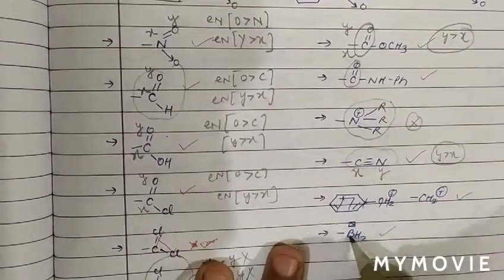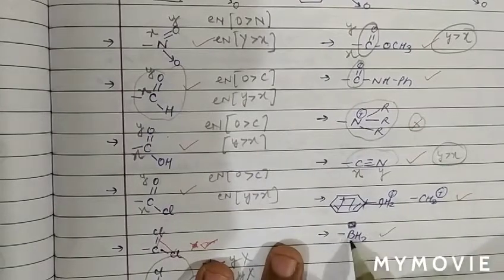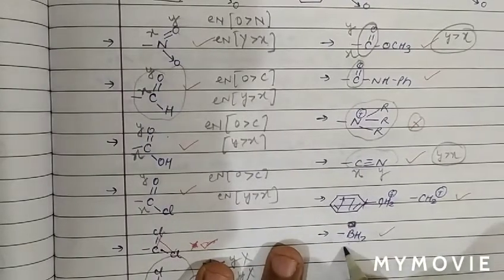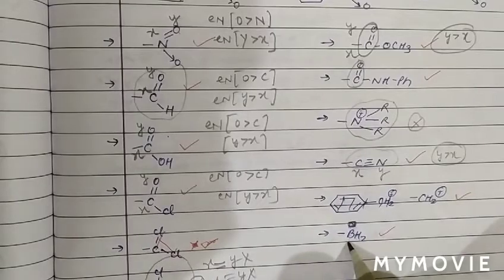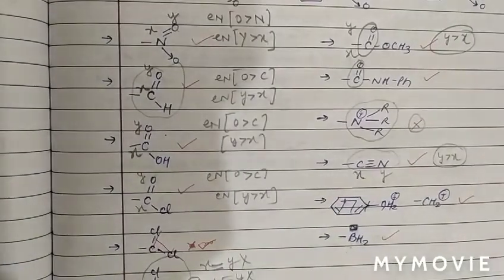Now see next, BH2. As we can see, there is a vacant orbital on boron. So if there is a vacant orbital on an atom, it also behaves as a minus M or minus R group. So this is the classification of minus M and minus R groups we have discussed.